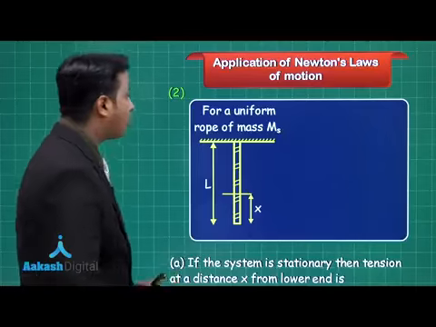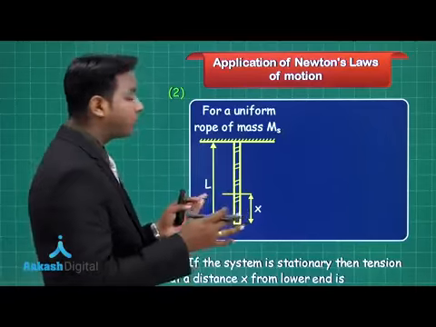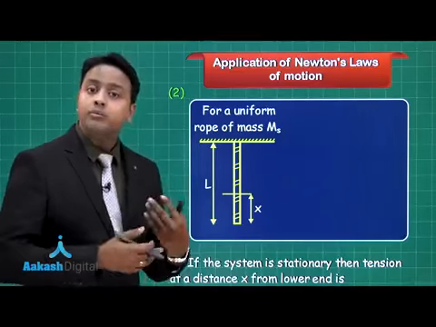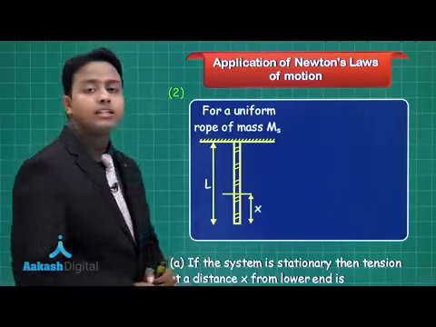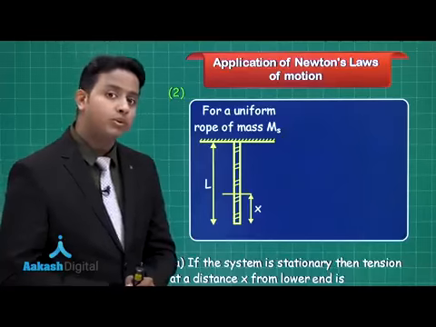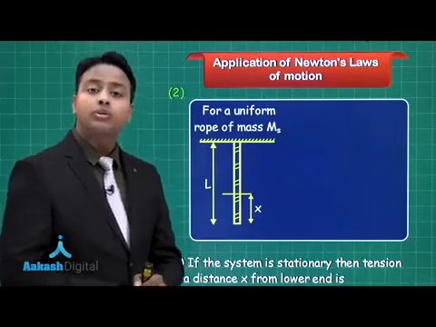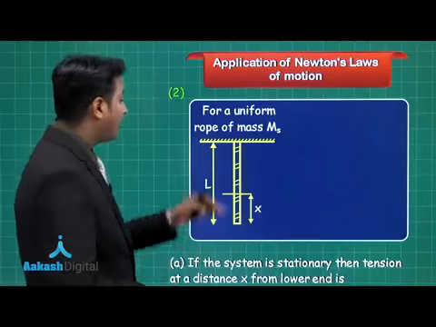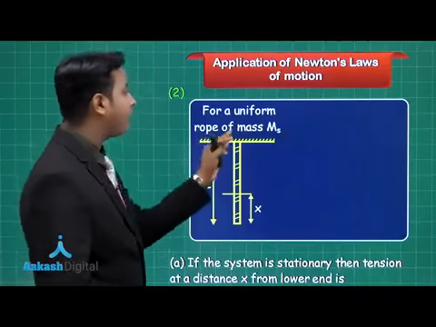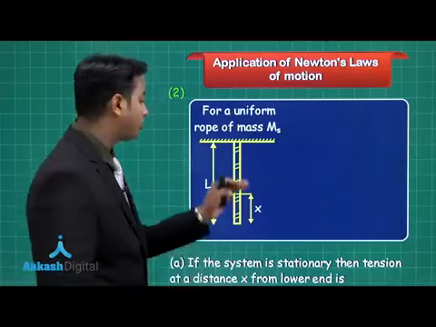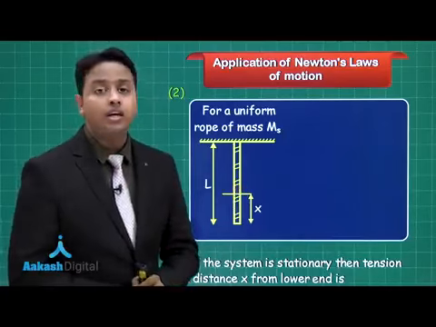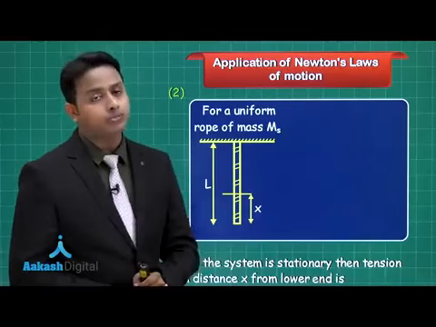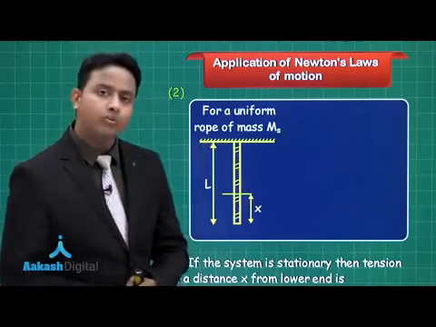For a uniform rope of mass ms, initially the mass of the string was taken as 0, but if in some question the string also has some mass ms, now what is going to happen? We know whenever there is a string with mass, tension at all the points will not remain the same. So let's suppose a string of length L having a mass ms is hanging from the ceiling, and now the question is to find the tension in the string at a certain distance x from the bottom. I hope this is clear.